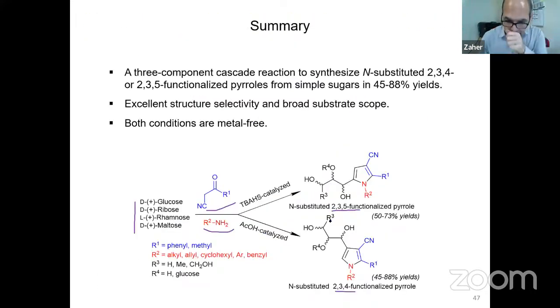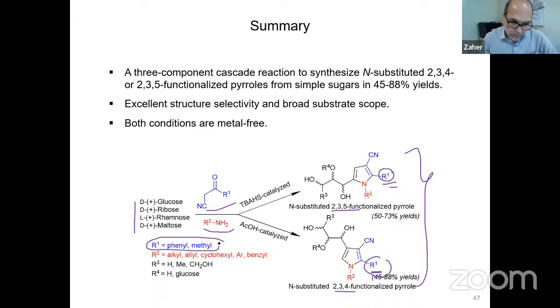All right. So the summary of this work, as you can see here, is that I'm able to make these types of compounds, right? What are these types of compounds? If you note that this and this are R1, usually it is an alkyl group or aromatic ring, right? It is either an alkyl group or aromatic ring, as you can see here.